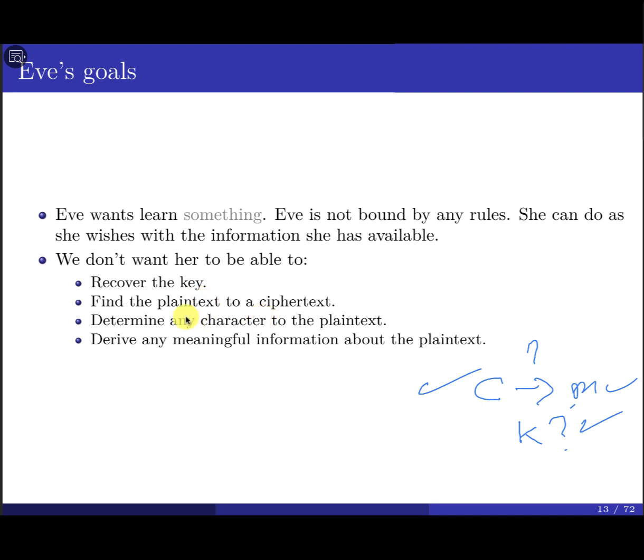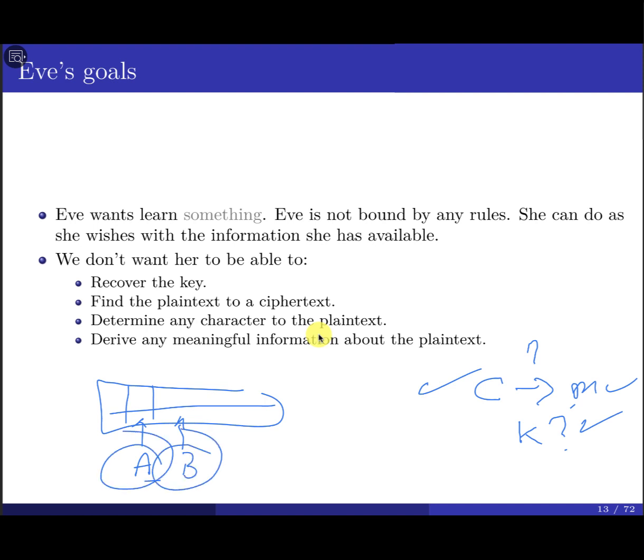We don't want to allow her to find the plain text associated with the ciphertext, or determine any character of the plain text. We want to make sure that she cannot tell, for example, if you have a ciphertext, that it looks like this is the encryption of the letter A, or this is the encryption of the letter B. Because these small things, if they add up, allow her to decipher the whole system, or to get the plain text.